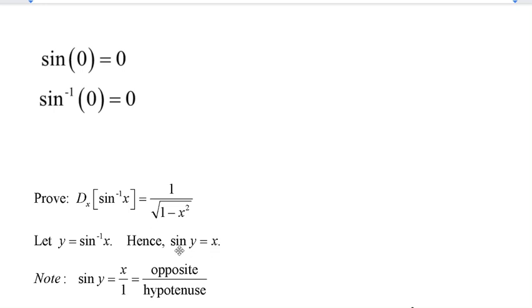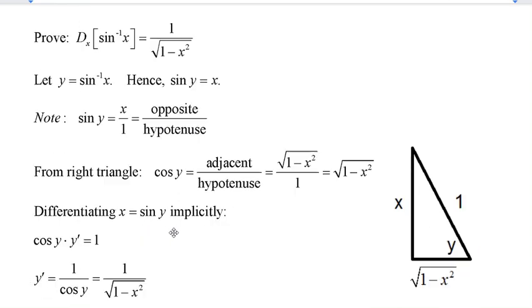And so this means that sine of some angle y is equal to x, and recall that the sine is the opposite over the hypotenuse. x is the same as x over 1. And so we have the angle y right here. This is the opposite, this is the hypotenuse. So x is the opposite side, and 1 is the hypotenuse. And then from here, the cosine of the angle y. Recall that cosine is adjacent over hypotenuse. And therefore, the adjacent is the square root of 1 minus x squared, and it's over 1.